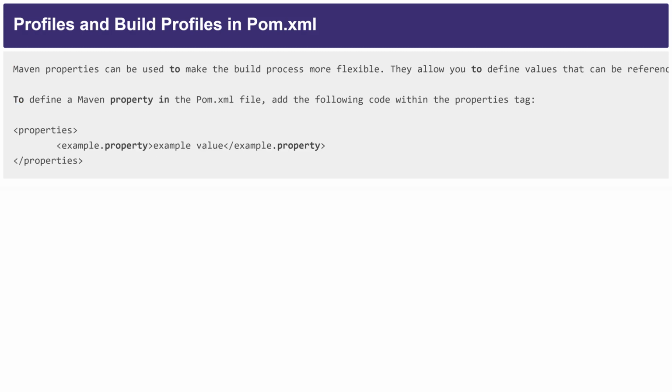Maven properties can be used to make the build process more flexible. They allow you to define values that can be referenced in the Pom.xml file and other configuration files. For example, to define a Maven property, add the following code within the properties tag. Example property: example value, example, property. Replace the values with the actual property name and value.